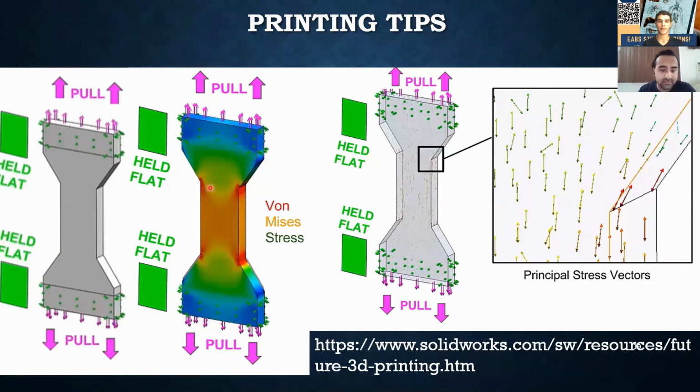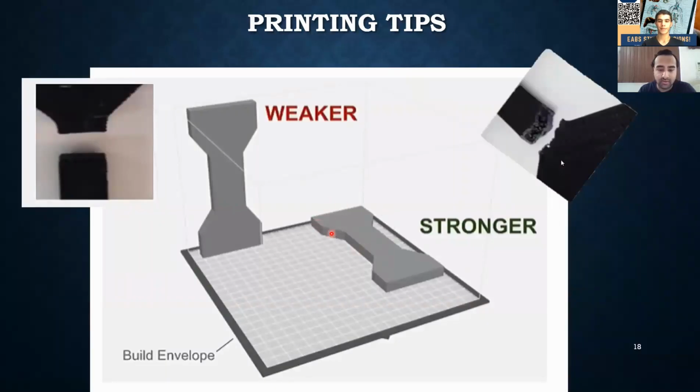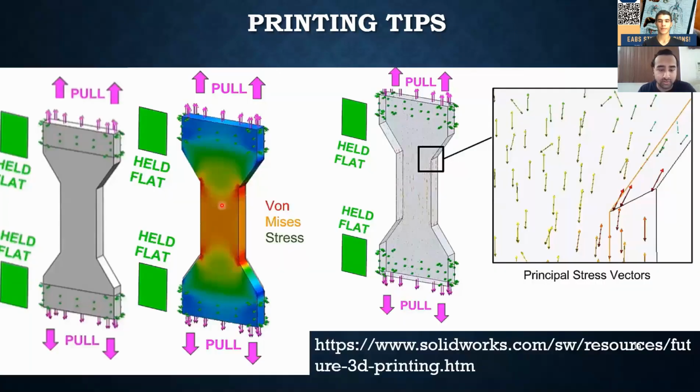So you can use this information to sort of change your model a little bit, make it more structurally rigid, or you can go ahead and print horizontally instead of vertically to sort of bypass these effects. Any questions before I continue?